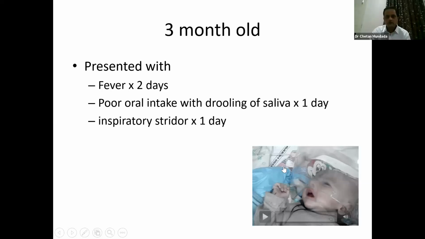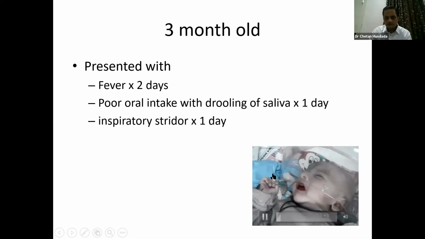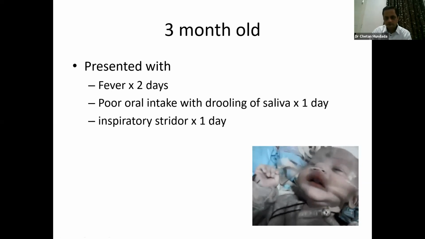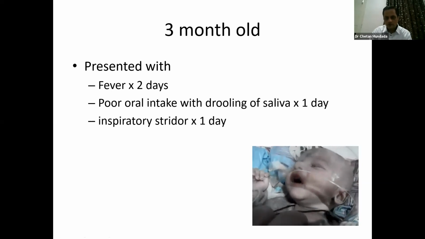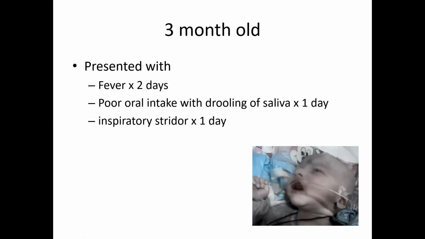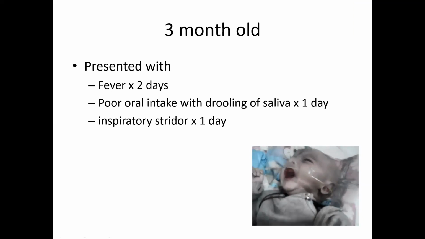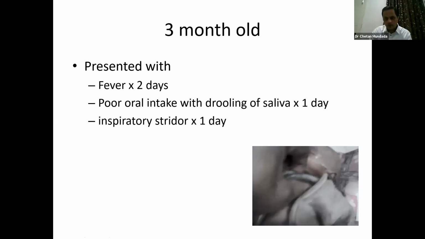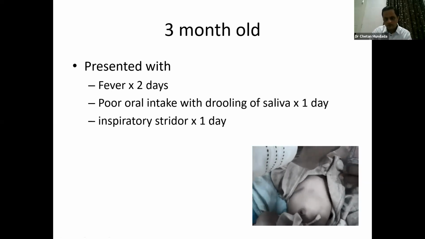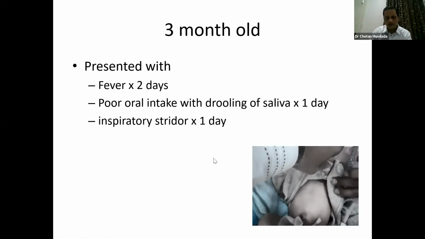A child with fever of 2 days, poor oral intake, drooling of saliva and inspiratory stridor for a day. And this is how the child looks. So you can make out this is a child who has got audible stridor, is toxic, is having drooling, and has got poor oral intake. That's the severe respiratory distress, severe subcostal retractions he's having.